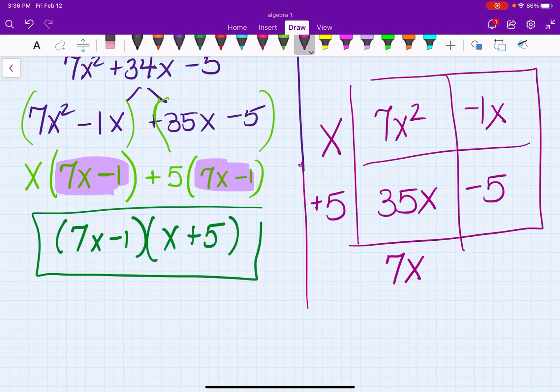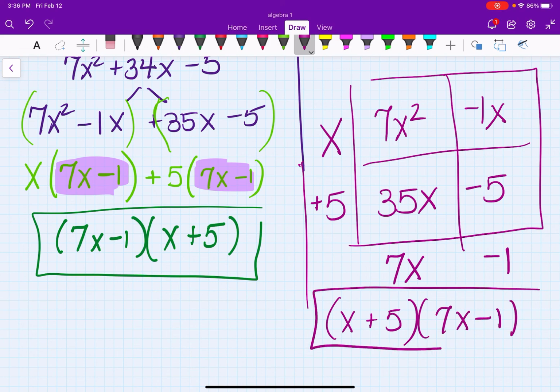Here's where my negatives get taken care of. Negative 1. Don't be afraid of 1s. If there's no other greatest common factor, then the greatest common factor is 1 or negative 1. Don't be afraid of them. And there we go. There's our factors using the box method. Same answer, different order. I don't know why it keeps coming out in different order. Okay? Keep practicing.